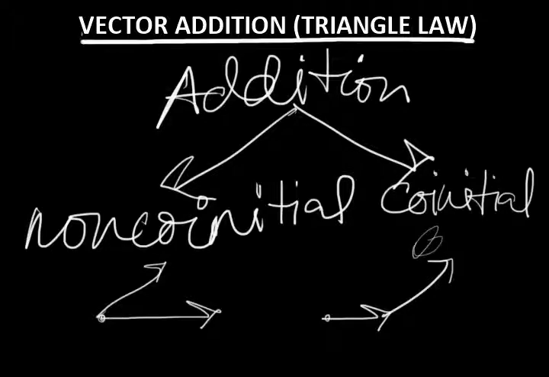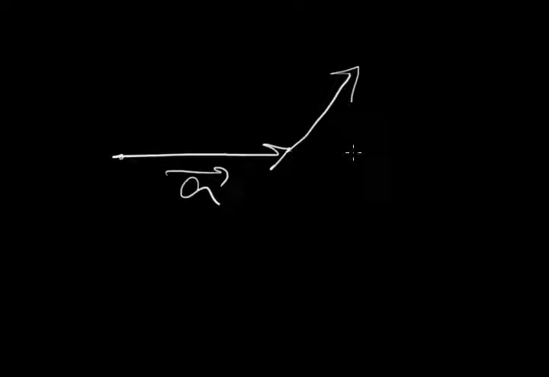So, non-coinitial vectors, we begin with the study where we have these two vectors, one A and the other B, and then we add them. The addition is what we call the triangle law. Now, according to the law, the resultant of A and B, or the addition of A and B, whatever you call it, will be the line joining the tail of the first to the terminus of the second.